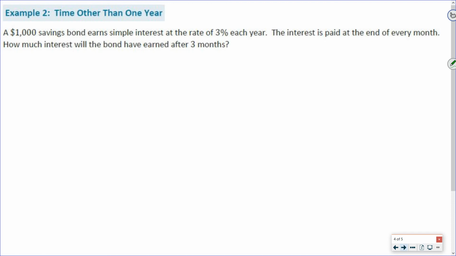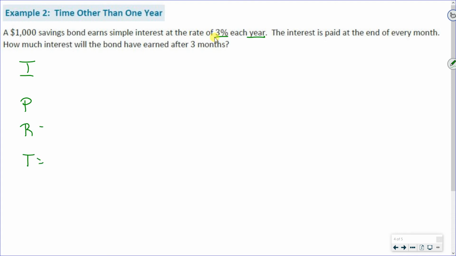Okay, so we need to be very careful because we want to make sure we use the right measurements. Okay, so we have a simple interest rate, and it says 3% each year. So if the rate's in years, our time has to be in years as well. So we must maintain compatibility. So we might need to do a little bit of conversions here. So we're still going to use the formula I equals PRT.